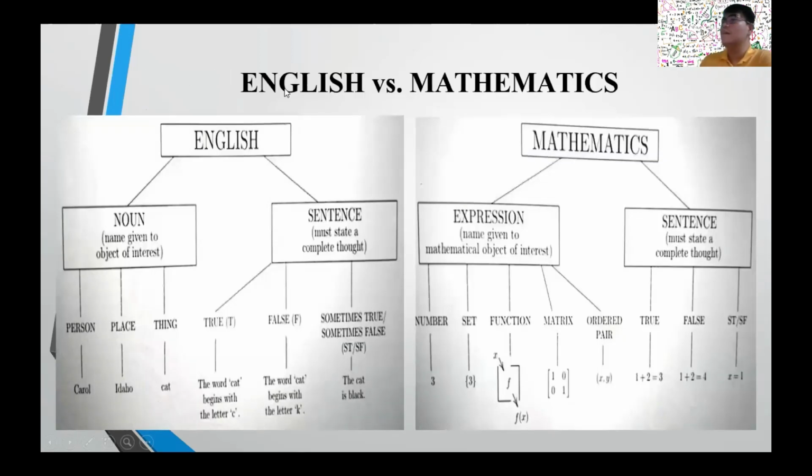So as we see, English versus mathematics. English has nouns and sentences. Nouns could be a person, place, or thing. Sentences could either be true or false, or sometimes true or sometimes false as well. In mathematics, there are expressions, and these expressions could be a number, set, function, matrix, or ordered pair. And they also have sentences, which have a complete thought, and which we could evaluate as true, false, or sometimes true, or sometimes false.